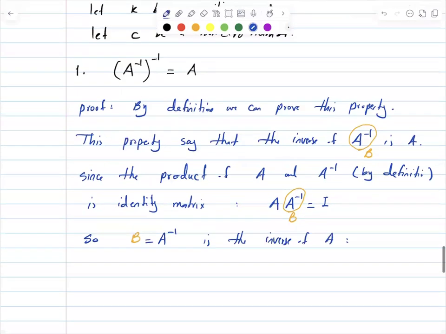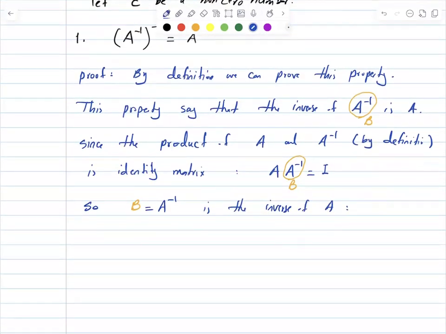But remember that when you have the inverse, you can write it this way. You can say that, hey, A is equal to the inverse of its inverse. As simple as that.